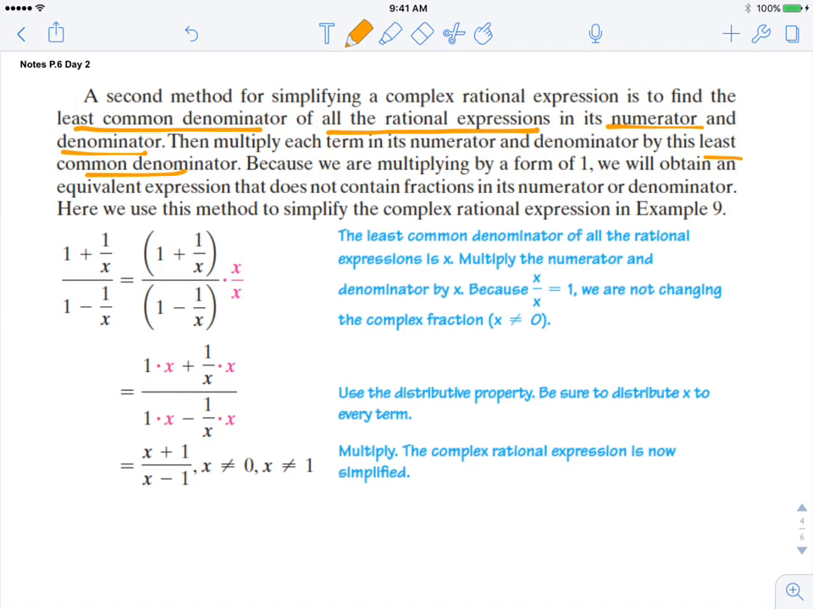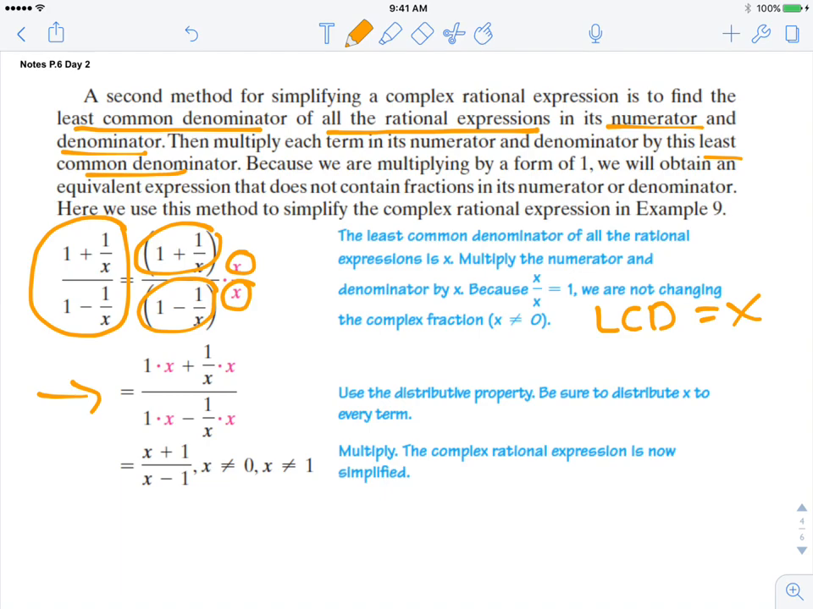So here's our example that we just did. The LCD is x. So you're going to multiply this fraction by x. You're going to multiply this fraction by x. So here's how it looks. Then what happens is this x and x cancel, that x and that cancel. So you're left with x plus 1 over x minus 1.